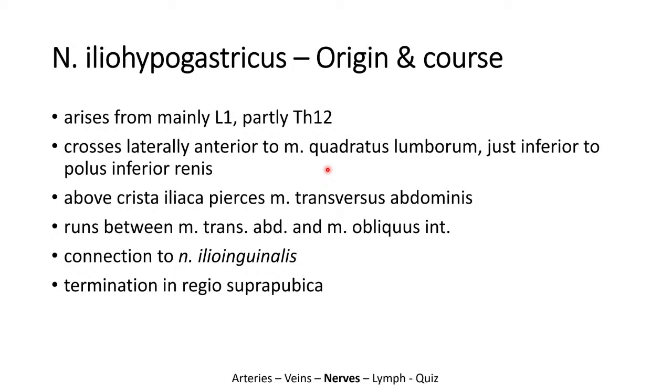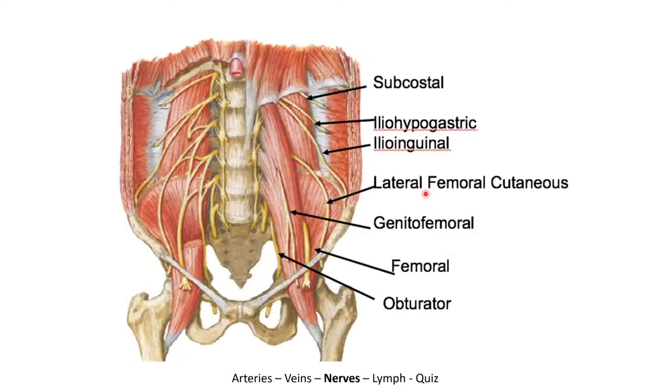Now, then it will run above crista iliaca and will pierce musculus transversus abdominis. So this is musculus transversus abdominis, and the iliohypogastric will pierce this muscle and then run between the musculus transversus abdominis, the innermost layer, and musculus obliquus internus, which is the middle. So the abdominal wall has three muscles. Musculus obliquus externus is the most superficial one. In the middle, we have the internal oblique, and the innermost one is the transverse abdominal muscle.